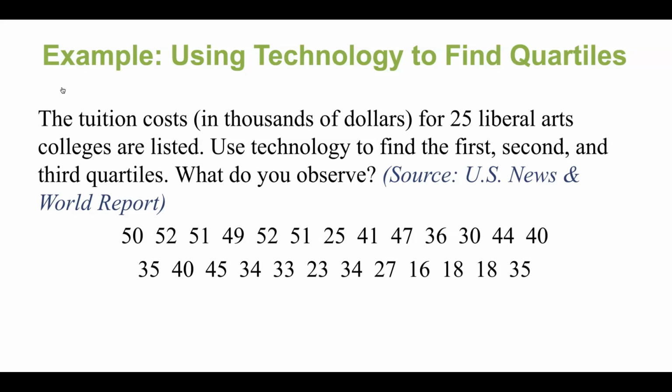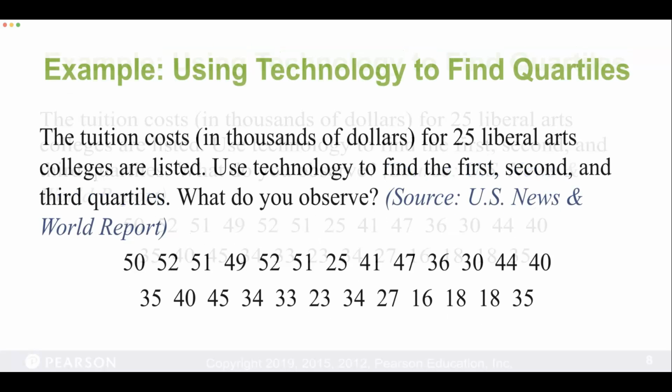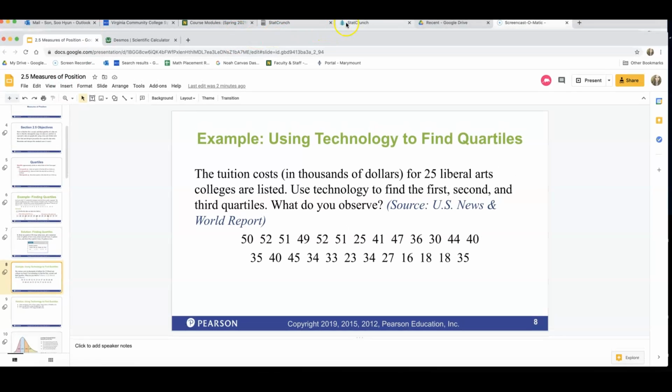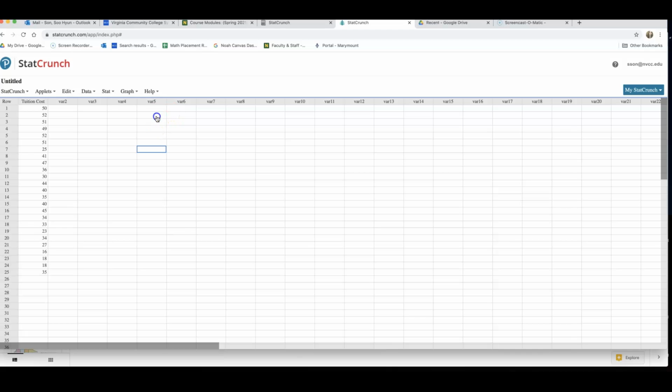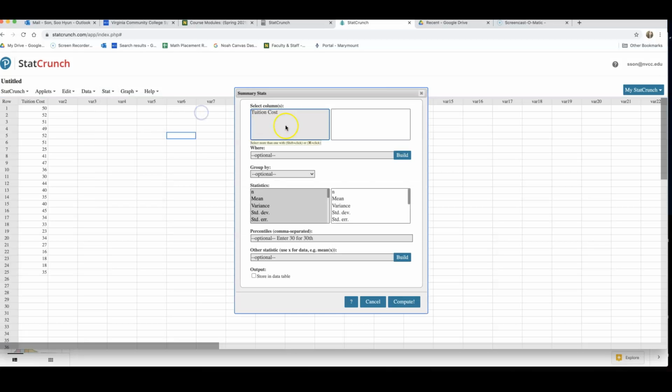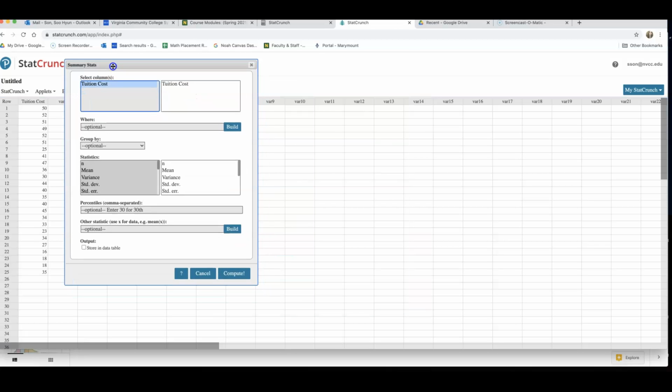What do you observe? So what I did was I already typed these 25 numbers in my StatCrunch. Let me show you. Ta-da! And I'm now going to find the quartiles. If you want to pause the video so that you can type these numbers yourself, go ahead and do that. I even changed the column title to tuition cost. Okay, go to Stat, Summary Stats, and Column. Click on the column that you entered all those 25 numbers.